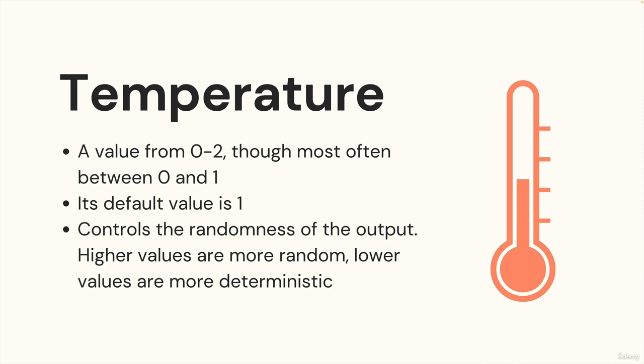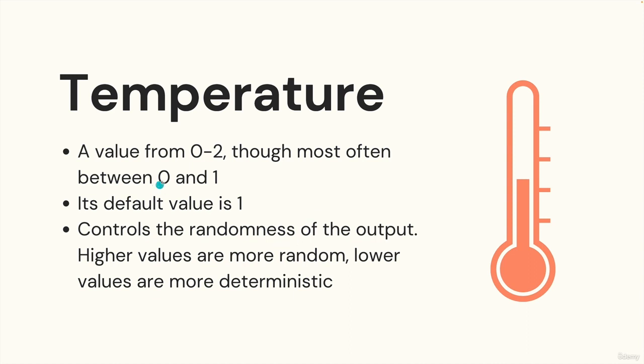And the first of these parameters is called temperature. So temperature is a value from 0 to 2, although usually it's just between 0 and 1, and we'll talk about why in a bit. Its default value is set to 1. And the point of temperature is that by increasing it, we can increase the randomness, what the doc sometimes calls the creativity of the output.